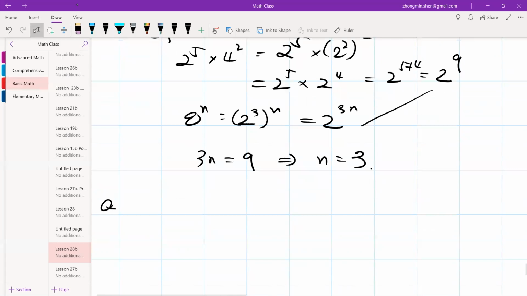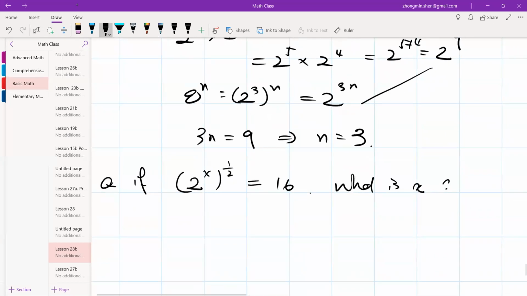Okay, so let's look at the problems. If 2 to the x, to the 1/2, equals 16, what is the value of x? x is an integer, okay? Then that becomes quite easy if you understand, right? 16 is going to be 2 to the what power? 2 to the 4th power, right?